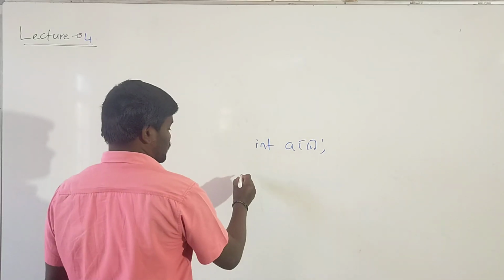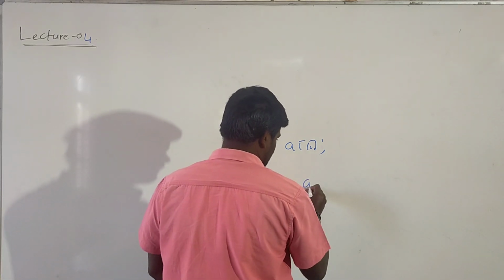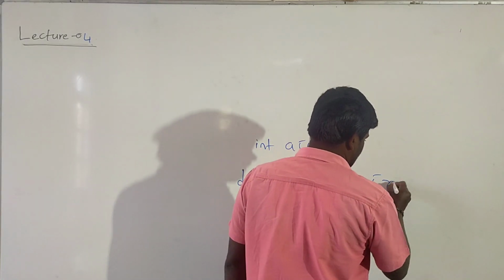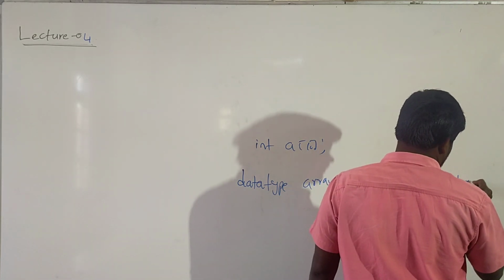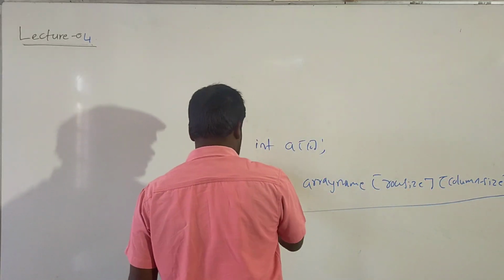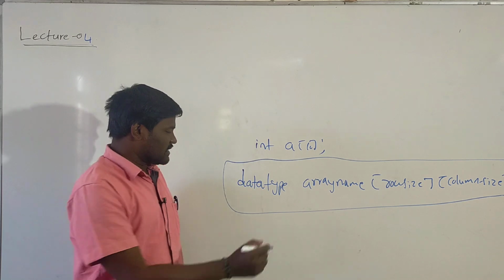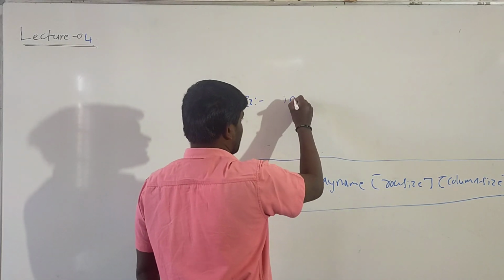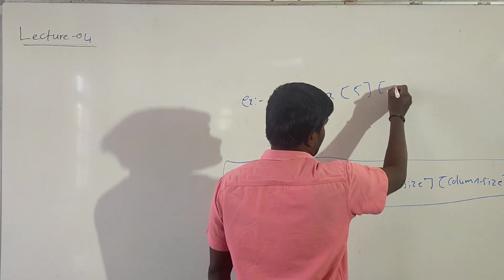The declaration is: data type, array name, subscript, row size and column size. So this is the declaration of a two-dimensional array. Example, see here, int a of 5.